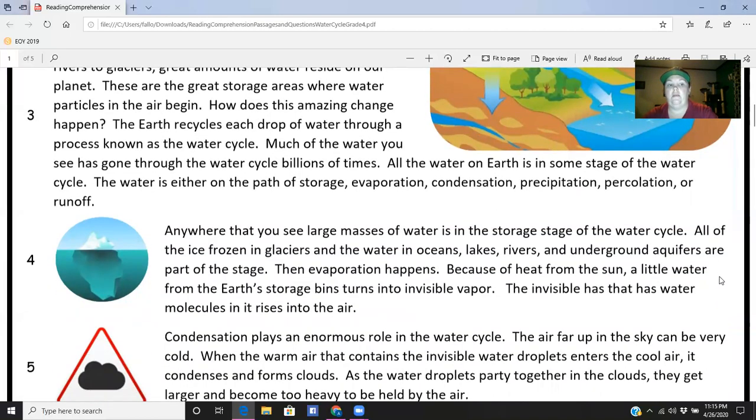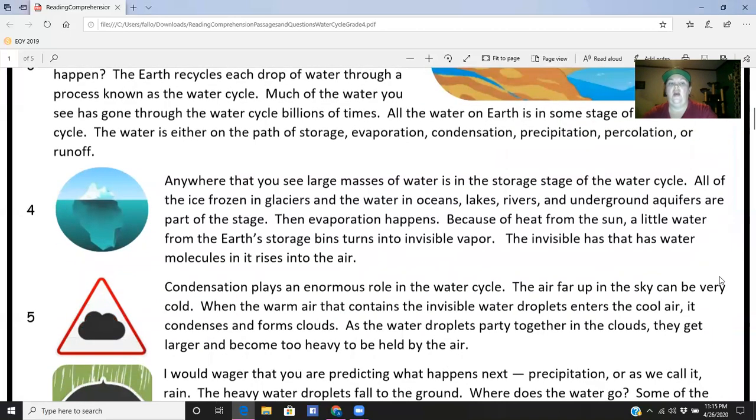Looking at paragraph 4. Anywhere that you see large masses of water is in the storage stage of the water cycle. All the ice frozen in glaciers and the water in oceans, lakes, rivers, and underground aquifers are part of the storage stage. Then evaporation happens. Because of heat from the sun, a little water from the Earth's storage bins turns into invisible vapor.